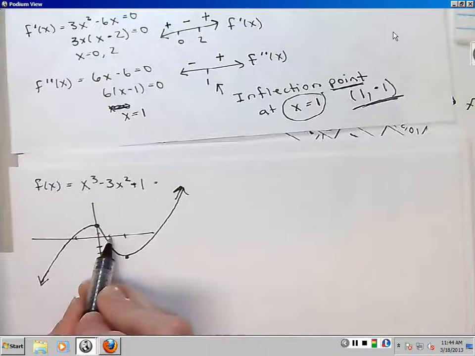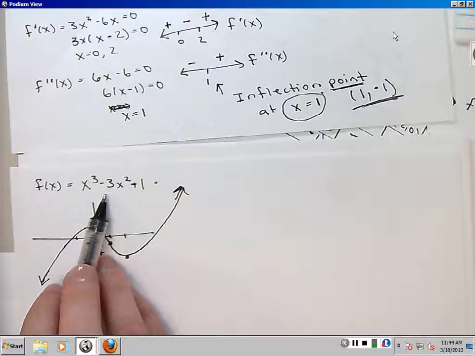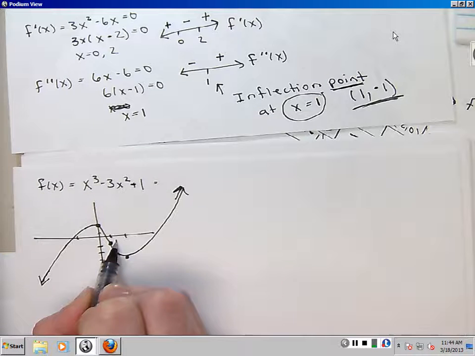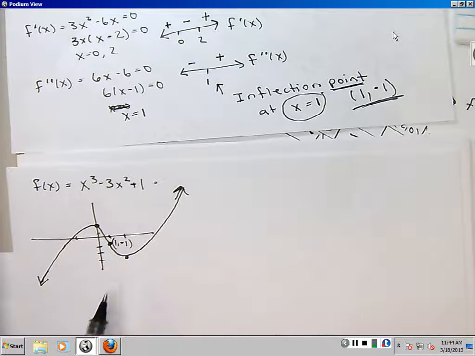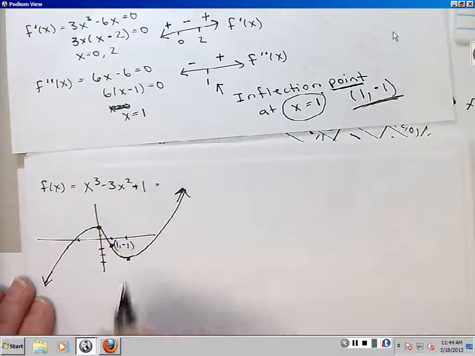x equals 1 is my inflection point. If I plug in 1, I get minus 1. So this would be 1 comma minus 1. So you can see I'm concave down on this interval, and then I'm concave up. This is the inflection point.